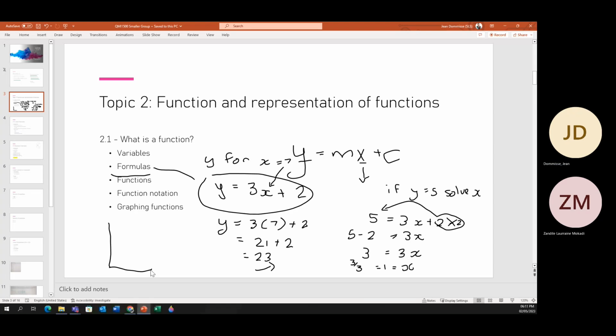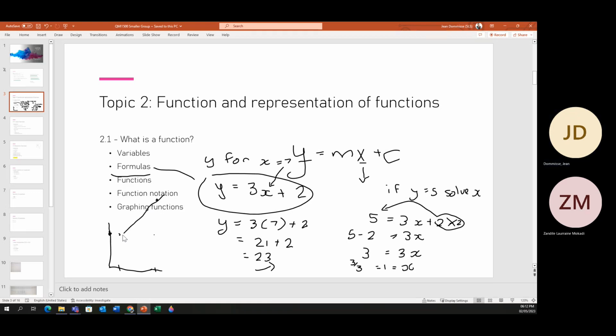Oof, I've got some problems with my pen. So if y was equal to 5, let's say it's there, my x was 1. If x was 7, my y would have been, okay, 23. So it's going to be up there somewhere.